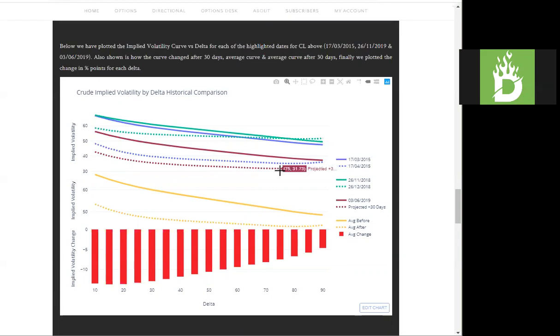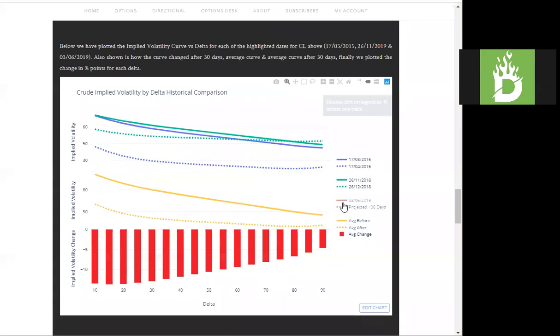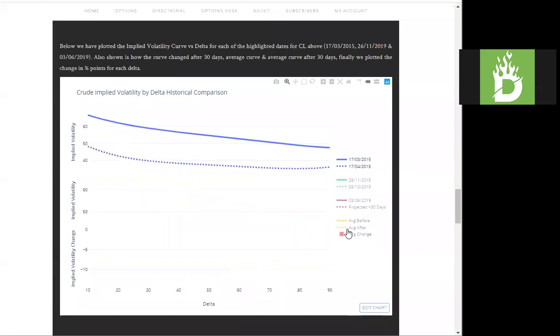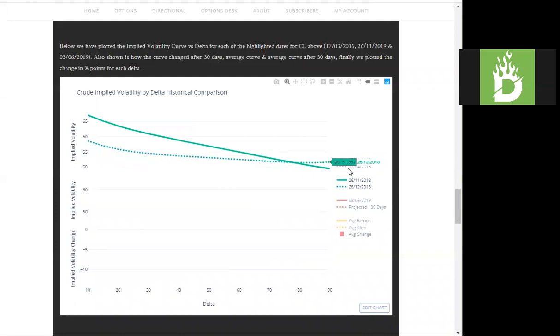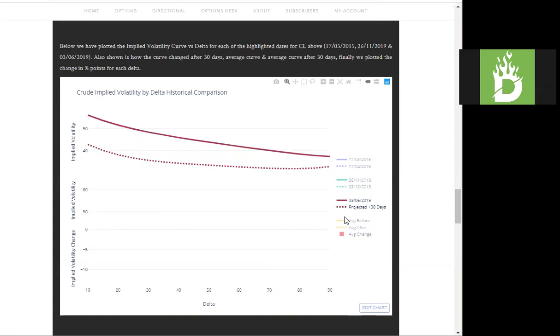Essentially what I've done here is I've just displayed, let's turn these off, and we'll talk through them. All right, so going through, this is what the skew looked like on the 17th of March 2015, and then a month later. So you can see how high the skew was, and how bent out of shape it was, and then how we shifted back lower. Very similar again occurred in 2018, and then obviously we were back in 2019.